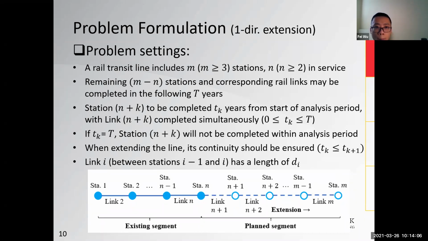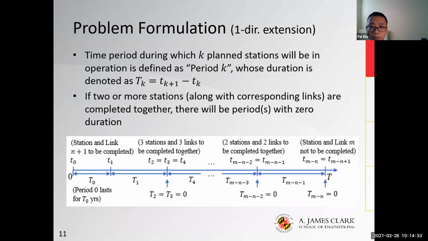So there are some completion times for these stations denoted as T_K, and if we allow T_K to equal big T, then the corresponding station is not to be completed within the analysis period. We also assume that when we're extending the line, we need to ensure the line's continuity.